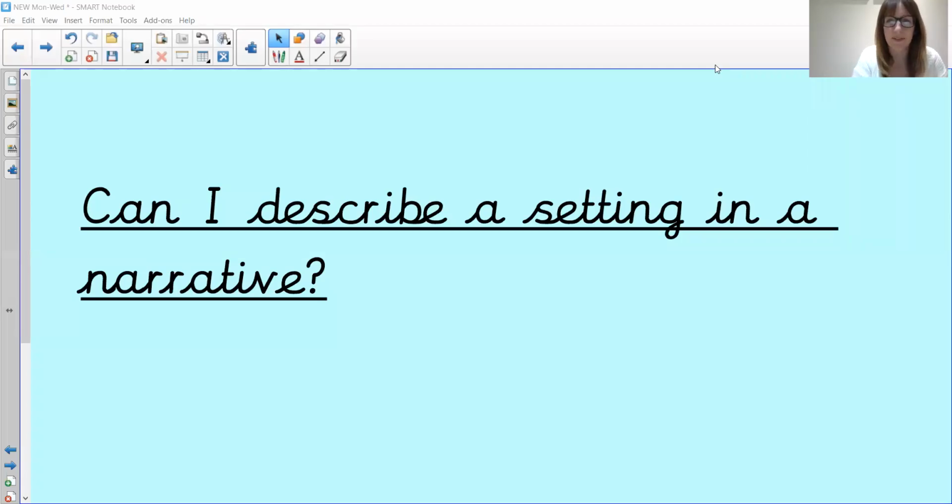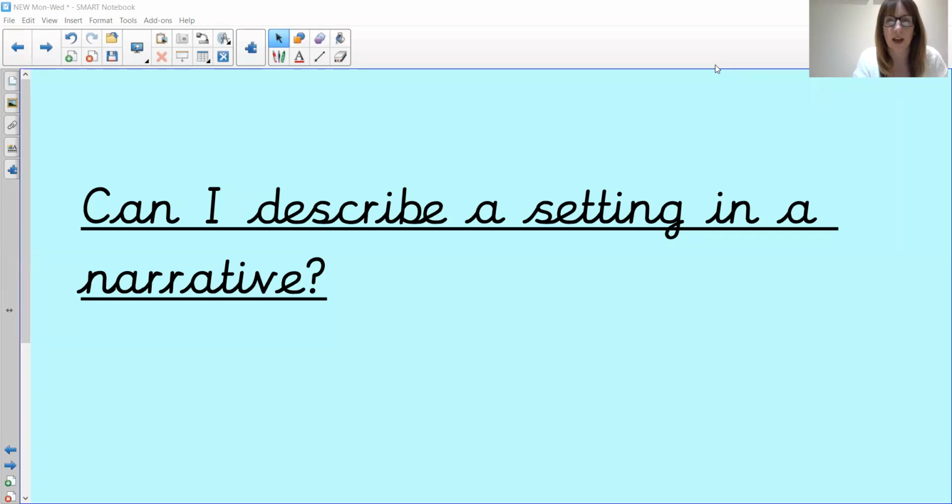Good morning, Year 5. Today we are going to be carrying on our work on describing a setting in a narrative. We're going to be thinking today not just about what you can see, what you can hear, what you can taste, touch and smell. We're going to be thinking of different ways that you could start your sentences.